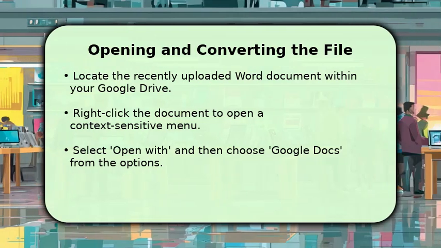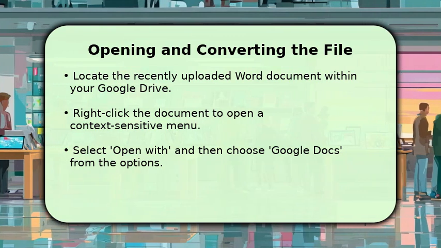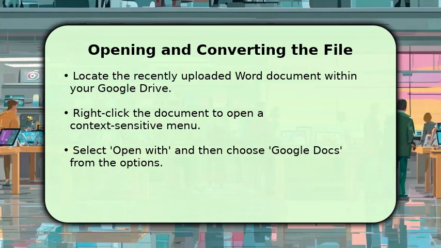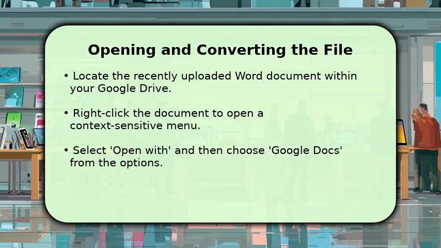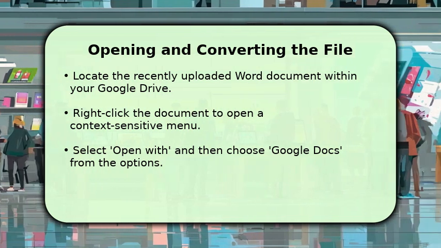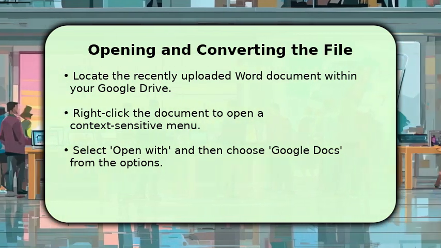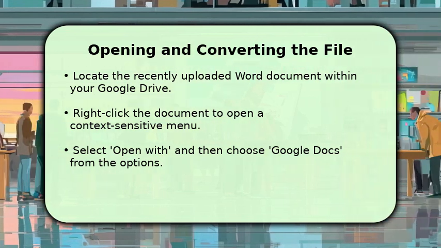Once your Word document is uploaded, find it within your Google Drive interface. A quick right-click on the file will bring up a menu of options for you. From this list, choose Open With, and then confidently select Google Docs. This action prompts Google Docs to automatically convert your Microsoft Word file into a fully editable Google Docs format, making it ready for immediate use.